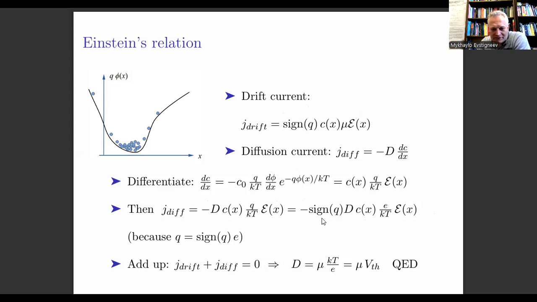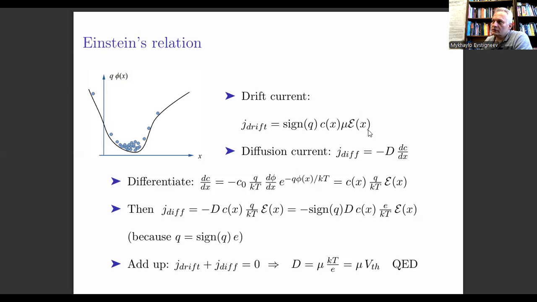So sign of q cancels out, C of x cancels out, and what remains is that the diffusion coefficient multiplied with E over kT must be equal to the mobility. So the diffusion coefficient is the product of the charge carrier mobility, electrons or holes, times the thermal voltage, that is, thermal energy divided by the elementary charge. And this completes the proof of Einstein's relation.